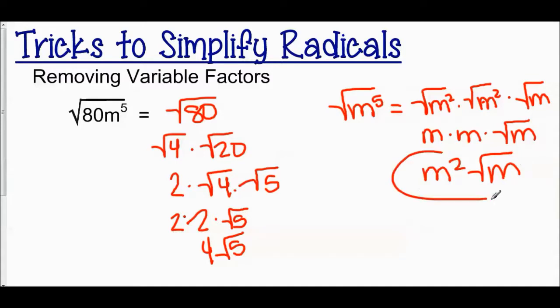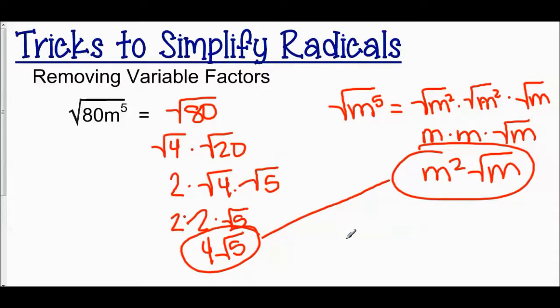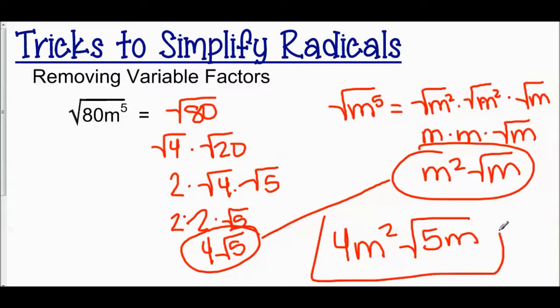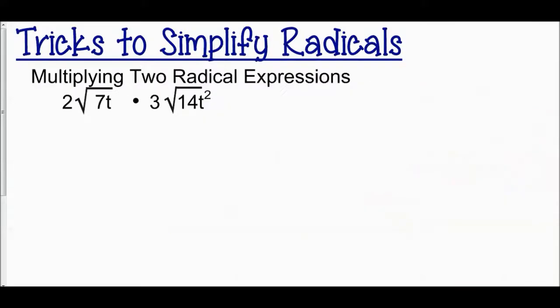So I'm going to take my variable and this, and I'm going to piece those two together. So the simplified version is 4 times m squared times the square root of 5m. That is the simplified form. So you deal with the number part, and then you deal with the variable part. Okay. Another trick is if you multiply these two radical expressions.